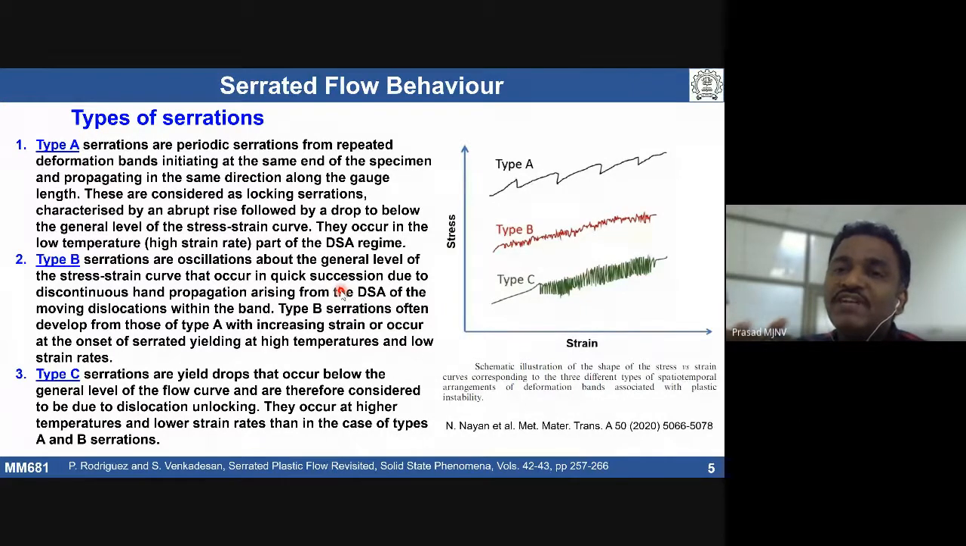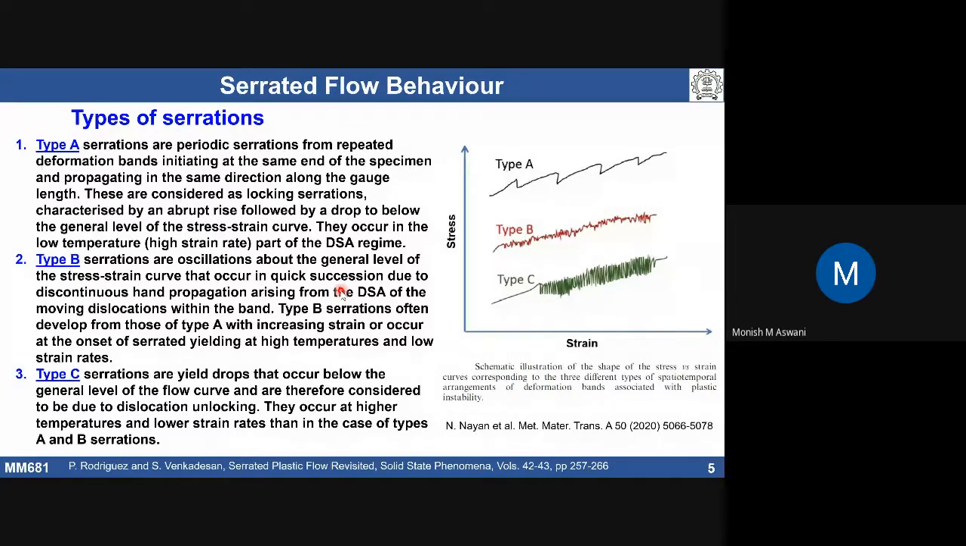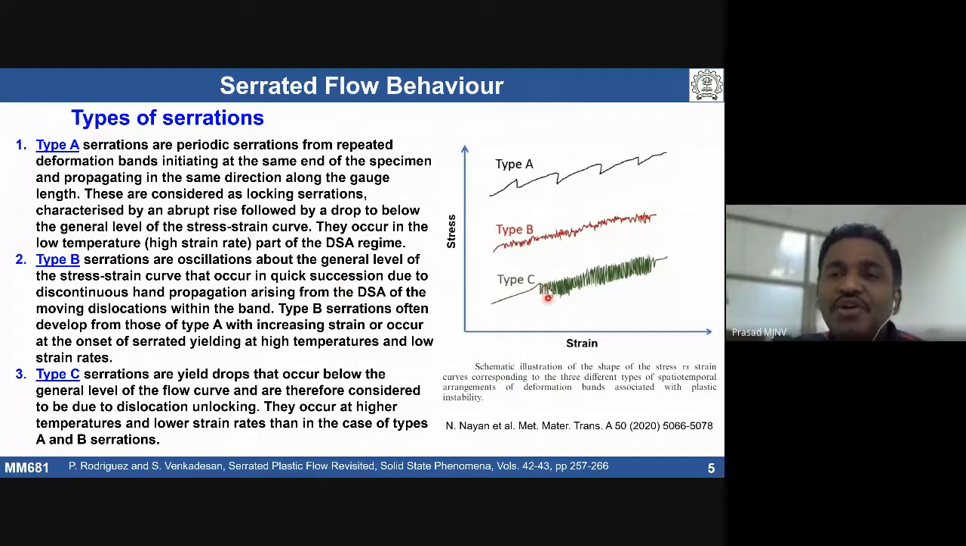Portevin-Le Chatelier effect is a subset of dynamic strain aging. Okay, sir, is there any reason why they're called locking or locking and unlocking? No, Type A and Type C, it's basically continuous unlocking that happens.